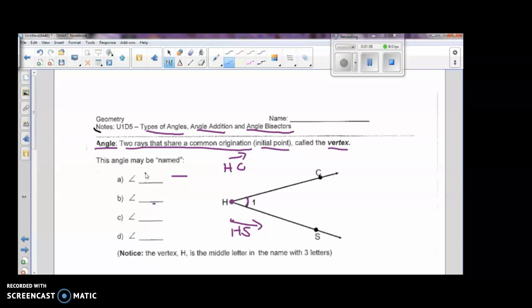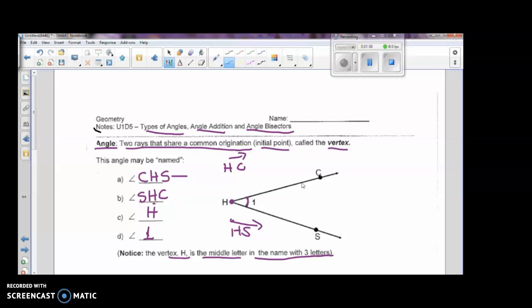Now, when we're naming an angle, there are several different ways we can name it. The most common way is to use the three points that define an angle, and we always put the vertex in the middle, so we could do CHS or SHC. Either one is fine, but make sure you do it in order so that the vertex is in the middle. You can also label it with the letter H, or sometimes you'll see just a number, but that's not super common. The best practice is to use the three letters, CHS or SHC.